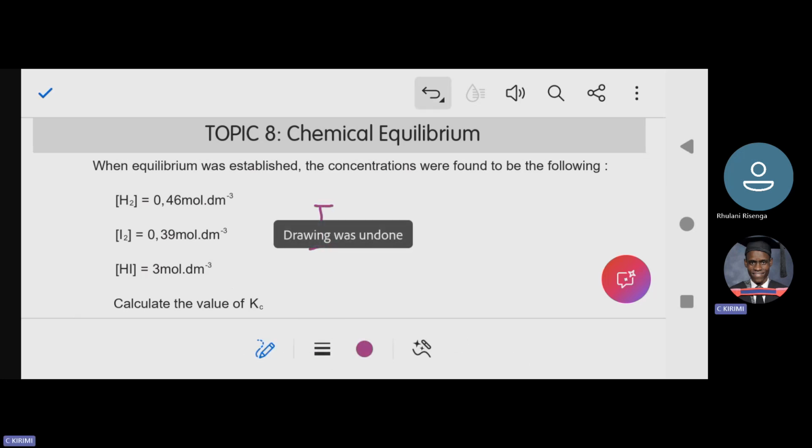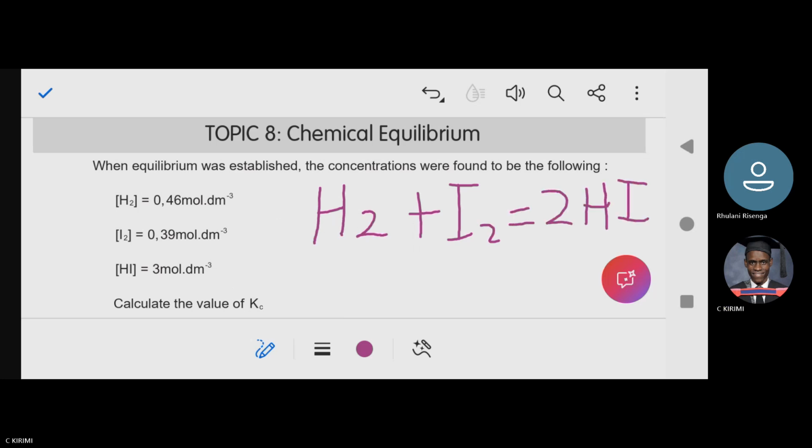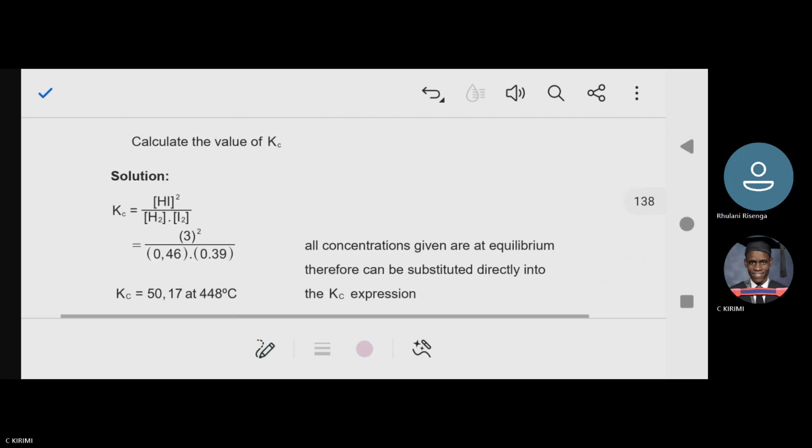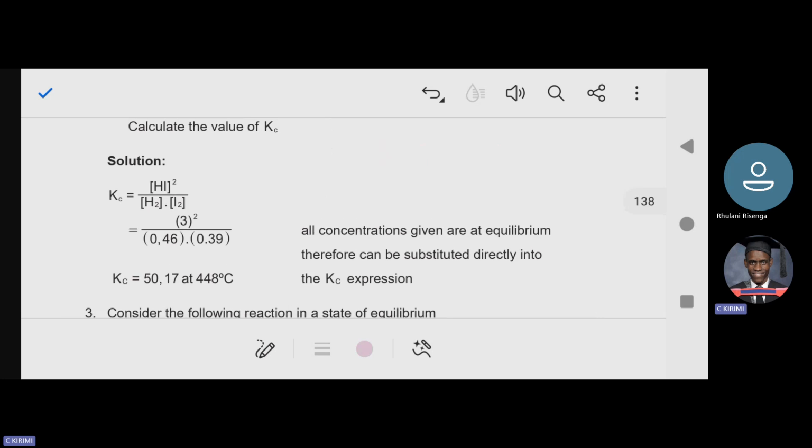So we are having hydrogen plus iodine give 2 hydrogen iodide. That is our equation. And remember, it's giving me 50.17. Kc is 50.17, which is correct. So this one is straightforward, just a matter of punching in values.